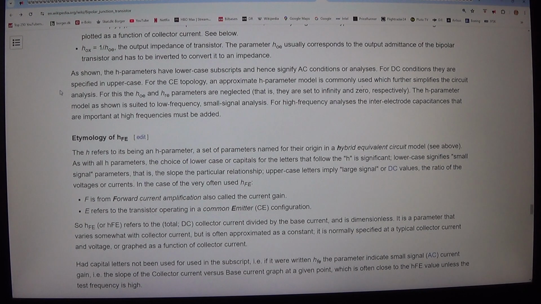For the CE topology, an approximate H parameter model is commonly used which further simplifies the circuit analysis. For this the hoe and hre parameters are neglected, that is, they are set to infinity and 0, respectively. The H parameter model as shown is suited to low frequency, small signal analysis. For high-frequency analyses the inter-electrode capacitances that are important at high frequencies must be added.